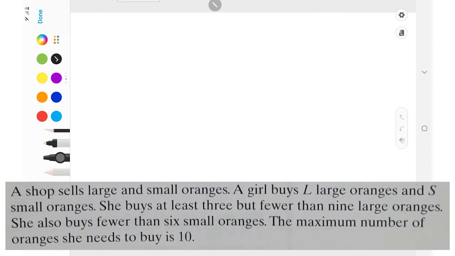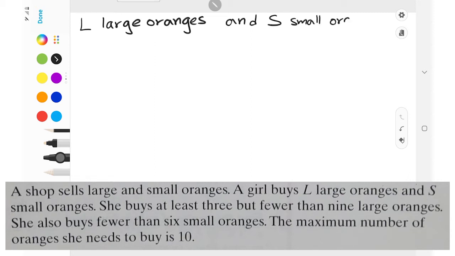Okay, now for this example, we have a shop that sells large and small oranges. A girl buys L large oranges and S small oranges. She wants to buy small and large oranges.